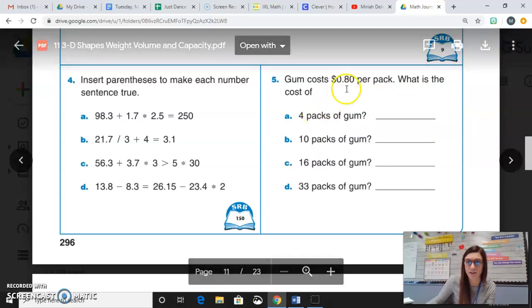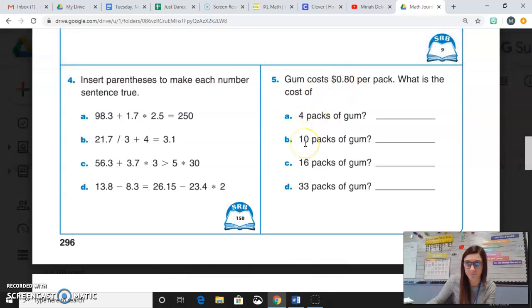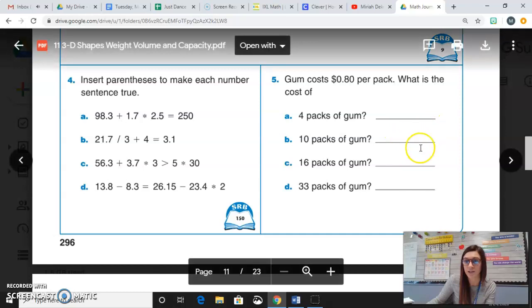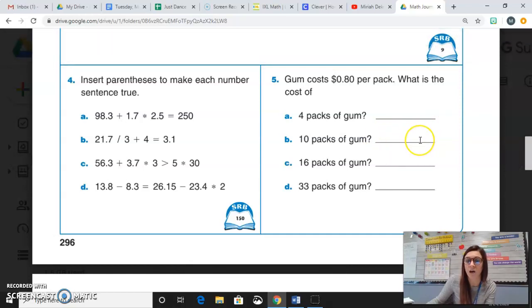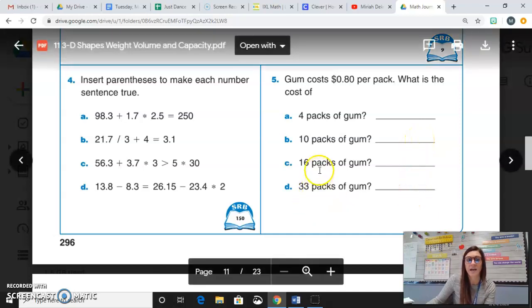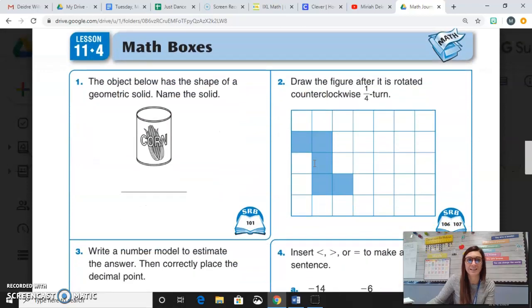So for the next one, you're going to have to do 80 times 10. And when you have that answer, which is 800, you have to move your decimal over twice to the left. So I'm going to put my answer 800 here. Then I'm going to move my decimal to the left, which will give me $8. Okay, you need to do the same for the next two. After 296, I want you to go to 297, the next page.